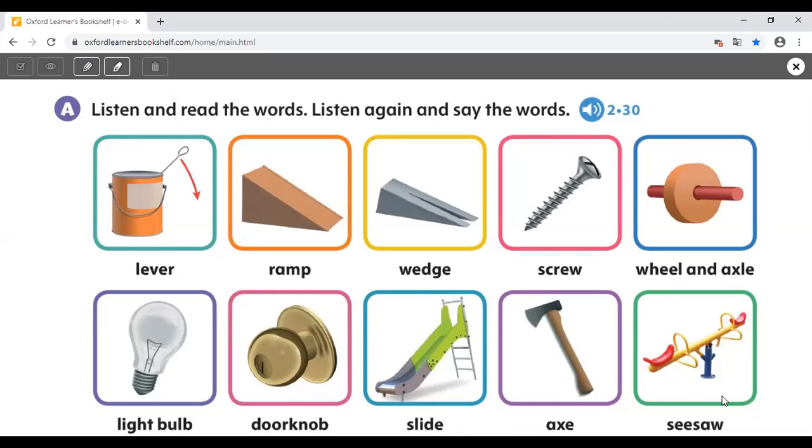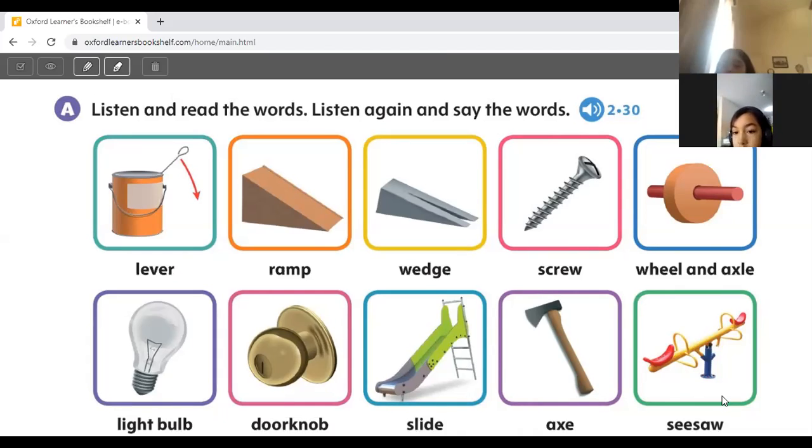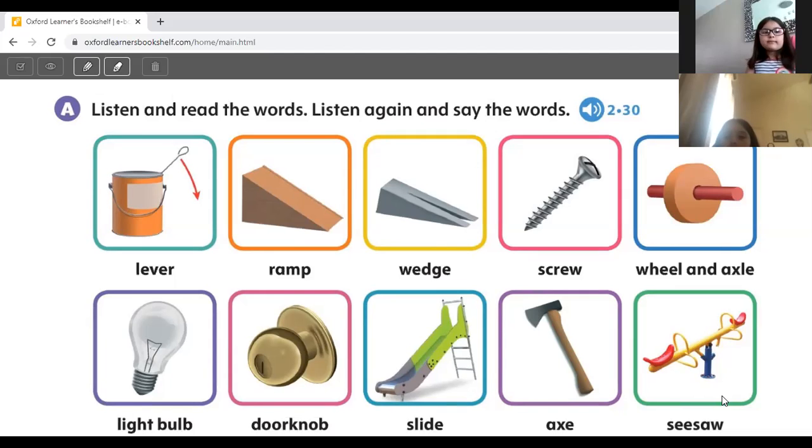Seesaw. Who wants to read seesaw? Andrea Zúñiga, please. Juan Pablo, are you ready with your book? Juan Pablo, are you ready? Okay, Juan Pablo. Seesaw.